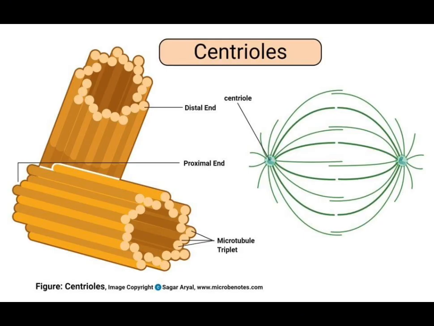Finally, animal cells contain centrioles, which are cylindrical structures located near the nucleus. Centrioles play an important role during cell division by helping organize spindle fibers that separate chromosomes into daughter cells.